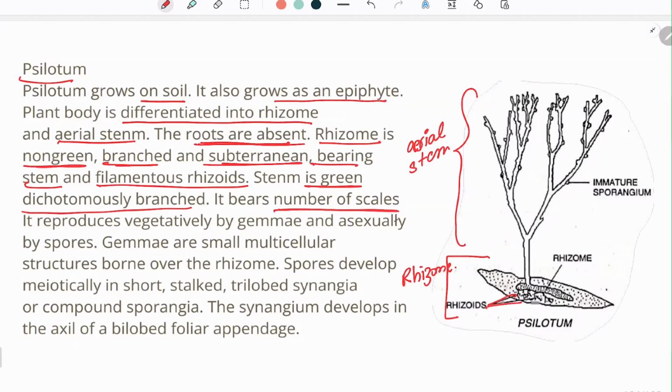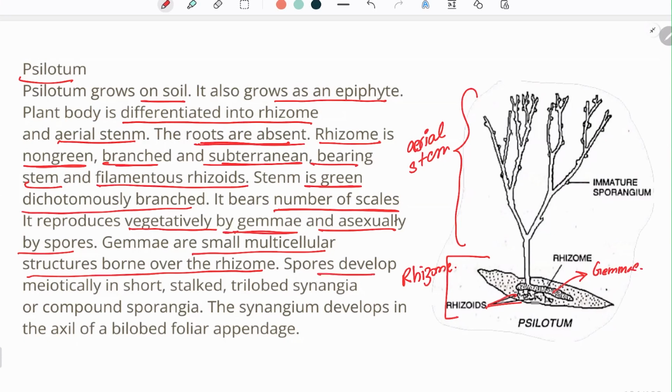It reproduces vegetatively by gemmae and asexually by spores. In the sporangium, spores are produced, and it reproduces asexually with the help of spores. And sometimes gemma cups are also present in the case of Psilotum. When gemma cups are produced, gemmae are produced, and these help in the vegetative reproduction of Psilotum. Gemma is a small multicellular structure borne over the rhizome. Over this rhizome, there are gemma-like structures present which will help in vegetative reproduction.